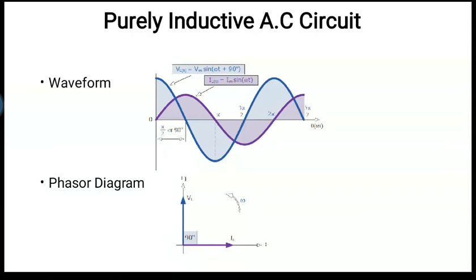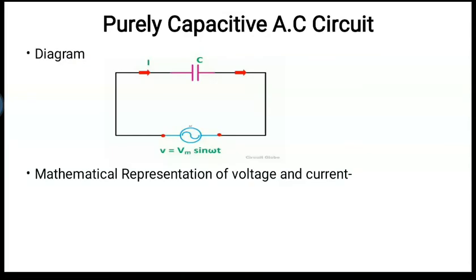So diagram, equation, you can write it from the waveform. This is a waveform and this is a phasor diagram, right? So 4 things are completed in the purely inductive AC circuit also. Now let's go for the purely capacitive AC circuit. Again you can see the diagram consists of only a capacitor. Okay, so I told you what will happen here. Current will be leading or lagging? In inductive it was lagging. Here it will be leading.